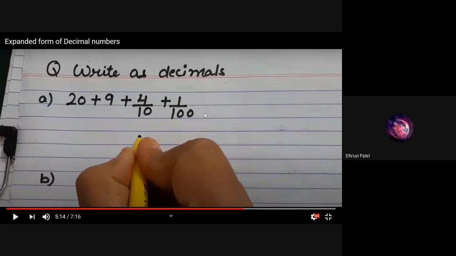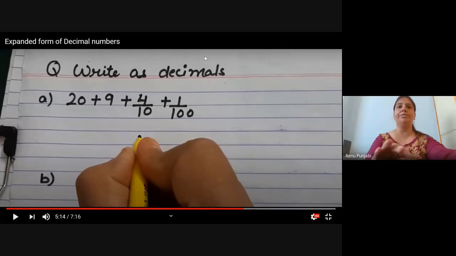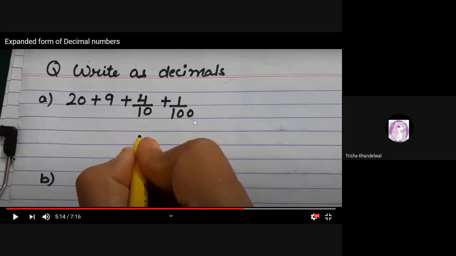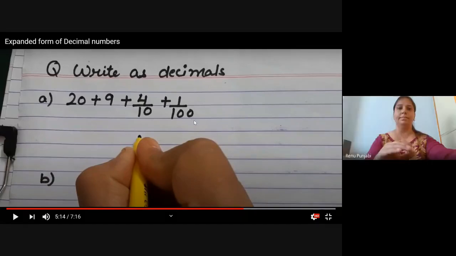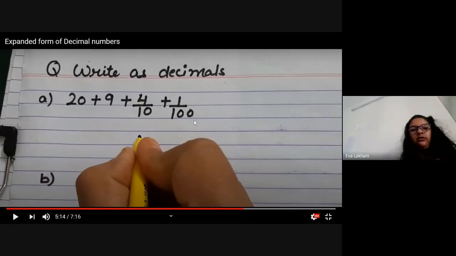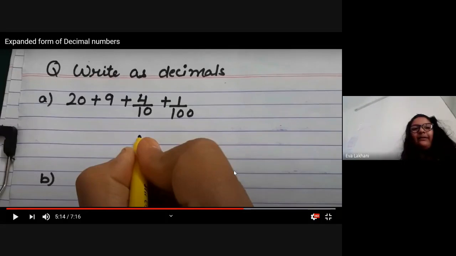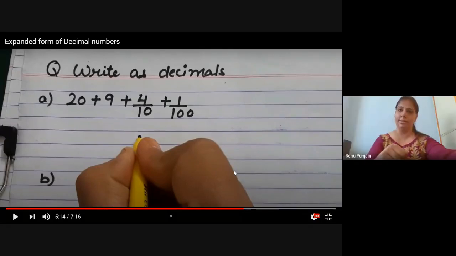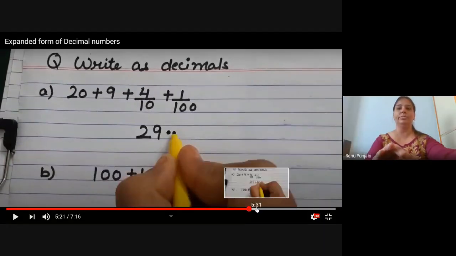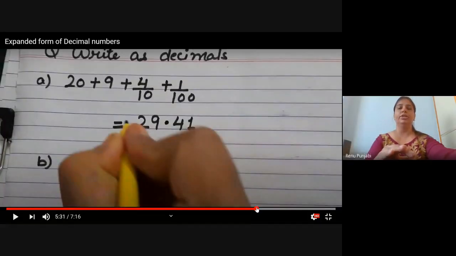29.41. Will 0 come? No, because after the tens place comes the hundreds place, so 0 will not come. If 0 came, then 1 upon 1000 would have to be there. Yes, please write it in your notebook. 29.41.